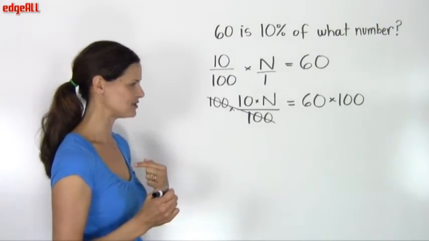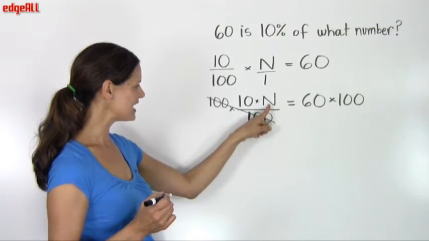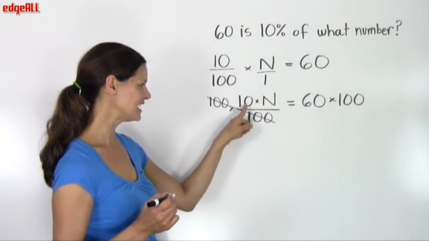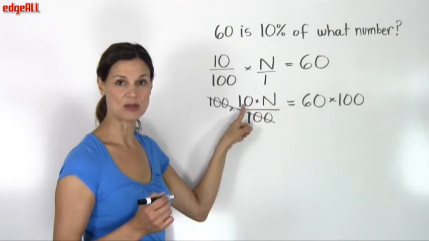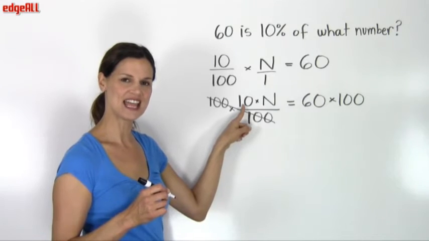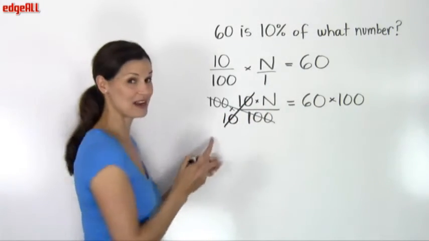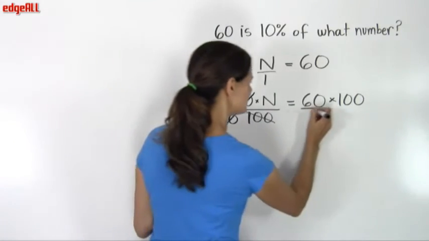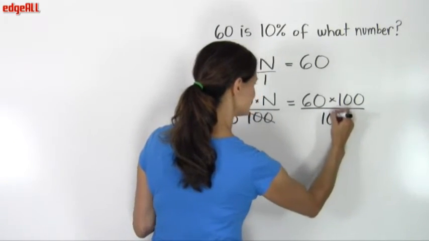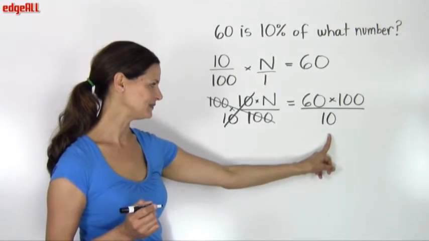100 divided by 100 equals 1. I can cancel that out. And now I have the n here still with a 10 attached. The 10 is attached to the n by multiplication, and so I use the opposite operation, which is division, and I divide by 10 in order to cancel this out. Whatever I do to one side of an equation, I have to do to the other, so I don't want to forget to come over here and divide the right-hand side by 10.